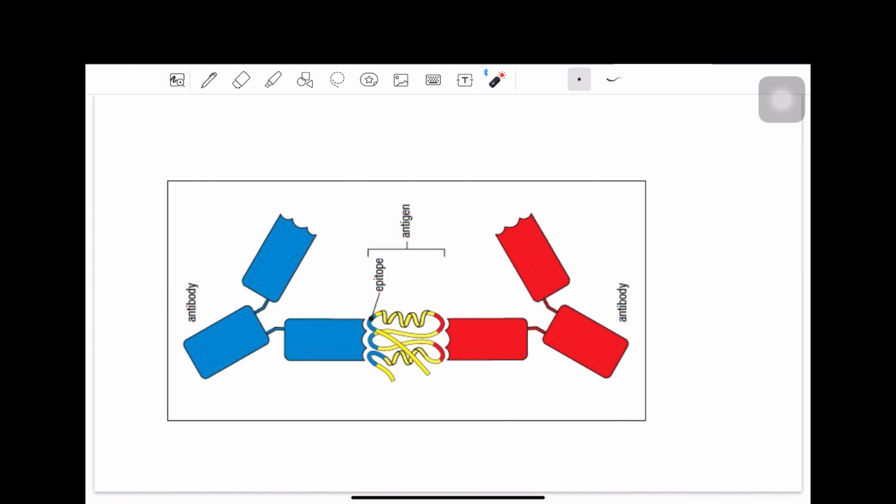So therefore, depending on the epitope of the antigen, the antibodies are specific to the epitopes, and that is why the antigen-antibody interaction is called very, very specific.